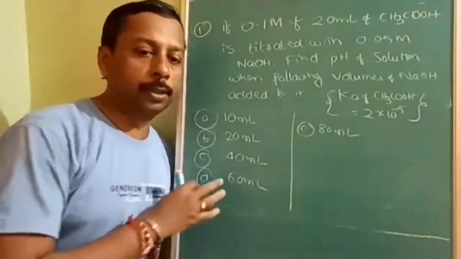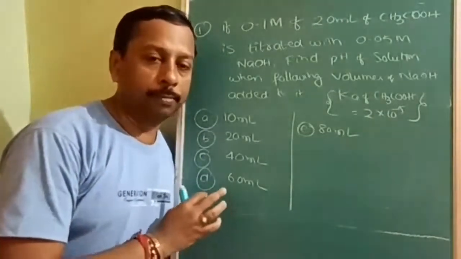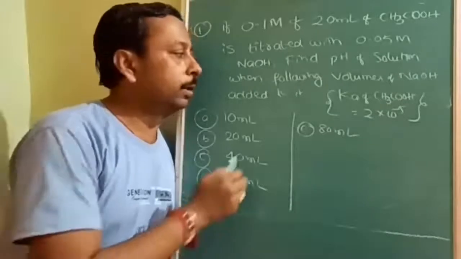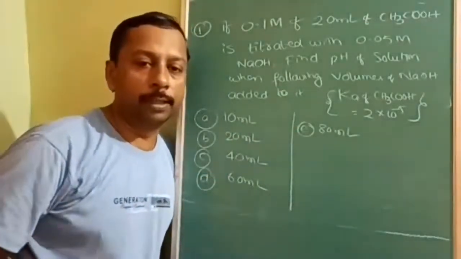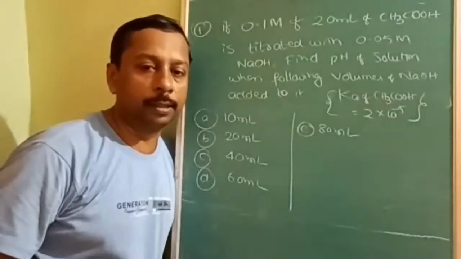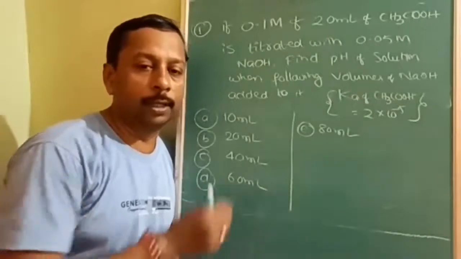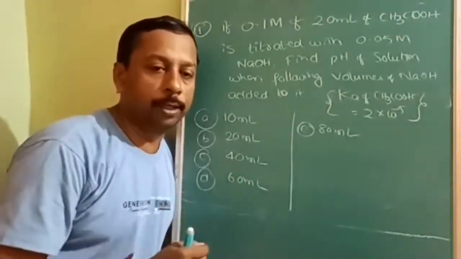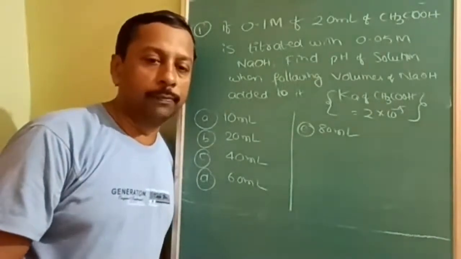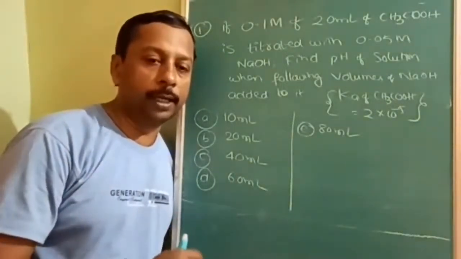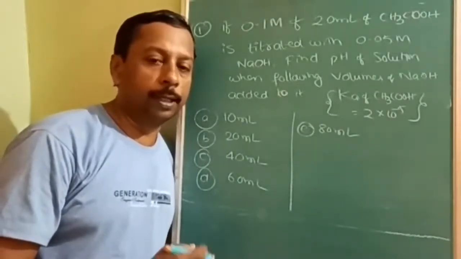Okay, so this is the question which covers almost all parts of it, but it is concerned only with the weak acid and strong base. Here we are mixing what? Weak acid, acetic acid, with the strong base NaOH. So we are keeping the NaOH in the burette and we are keeping the acetic acid in the conical flask.